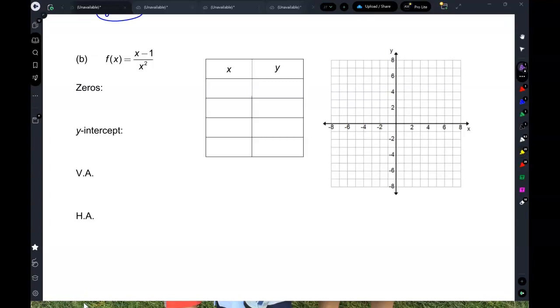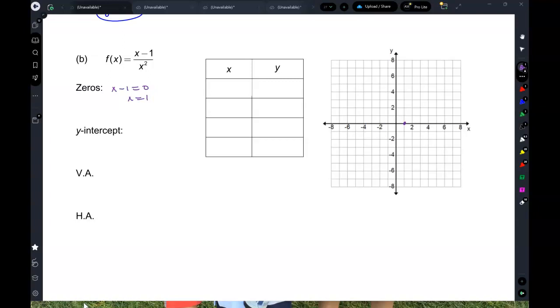Let's do this one. Zeros. I set the numerator equal to 0. X equals 1. If you want, you can plug them into the graph as you go, right? So the 0 is x equals 1. There is a 0 at x equals 1 right there.